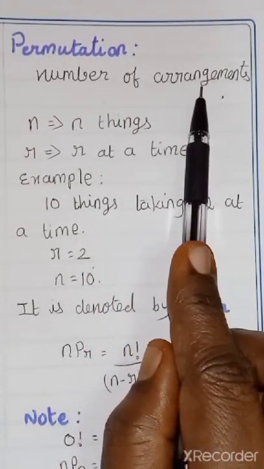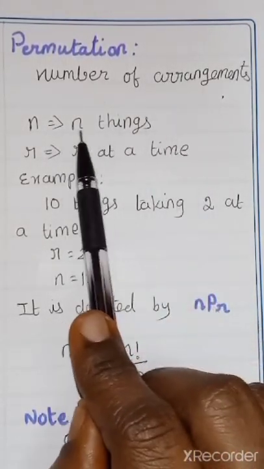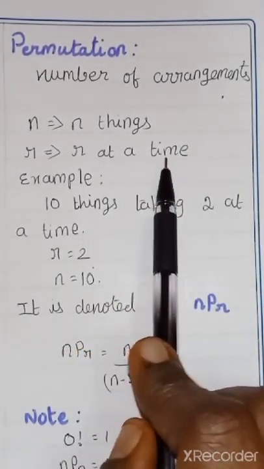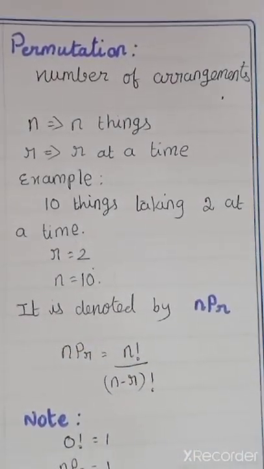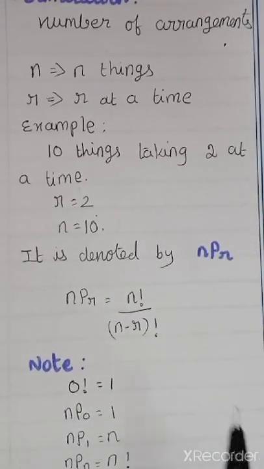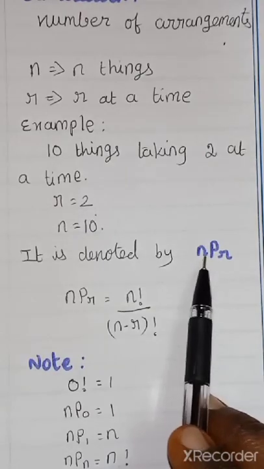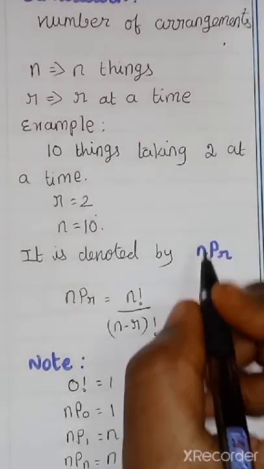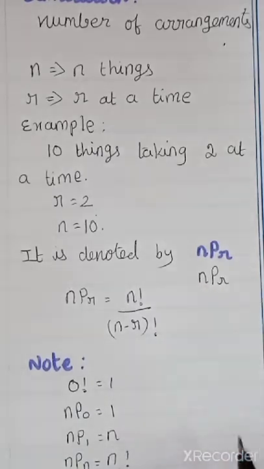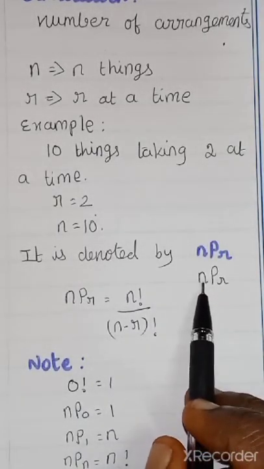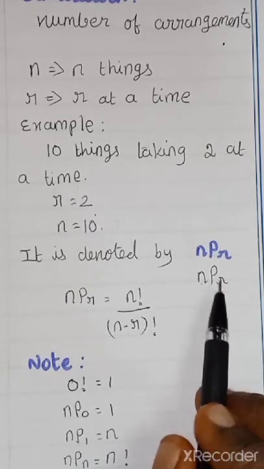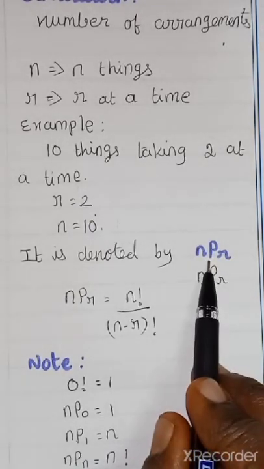So what is permutation? The number of arrangements that can be made out of n things taking r at a time is called permutation, and it is denoted by nPr. You have to write this as n p r. So n things are there, and we have to take r at a time. This is the meaning of nPr.